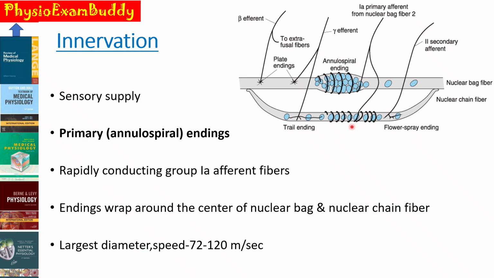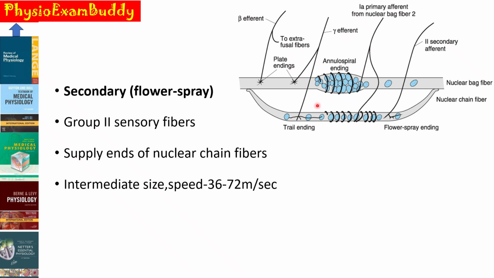Regarding the innervation, like any skeletal muscle, there is both sensory innervation as well as motor innervation. Sensory supply is mainly by these annulospiral endings. That is the primary sensory supply to the muscle spindle. It is by the annulospiral endings or the primary endings. They are basically rapidly conducting group 1A afferent fibers, and their ends, as you can see here, wrap around the center of the nuclear bag as well as the nuclear chain fiber. And these primary annulospiral endings have the largest diameter and a conduction velocity of 72 to 120 meter per second.